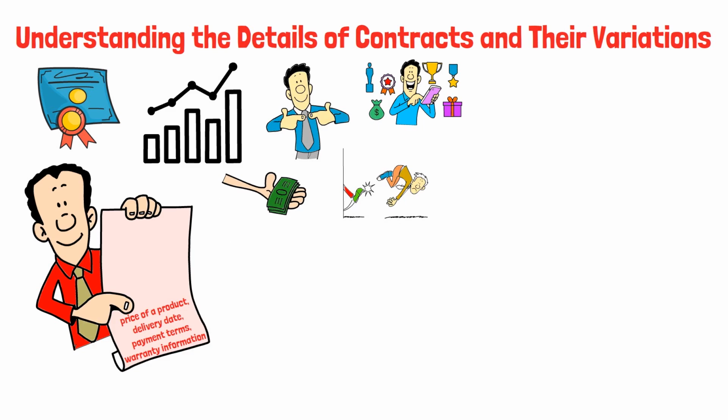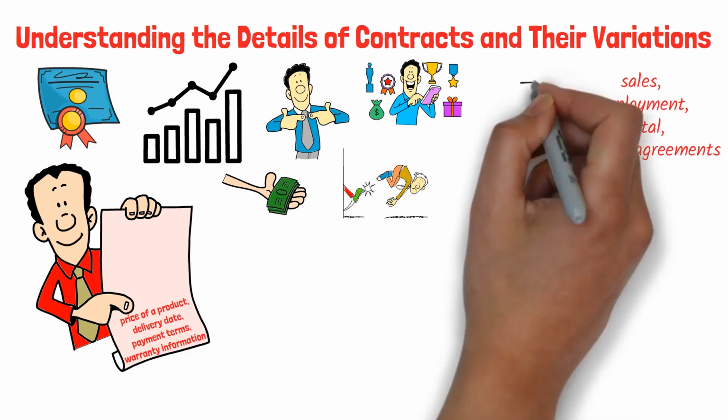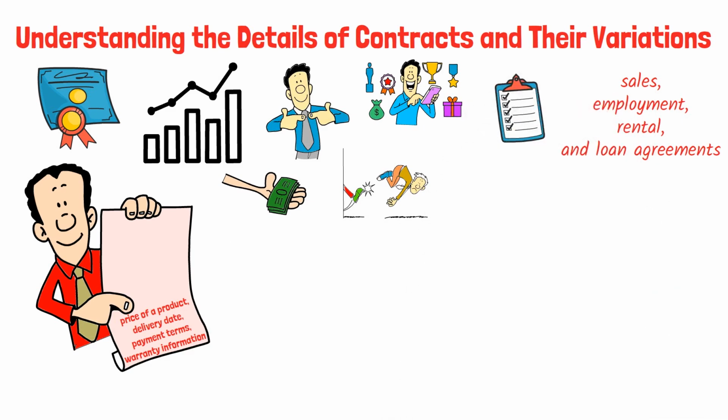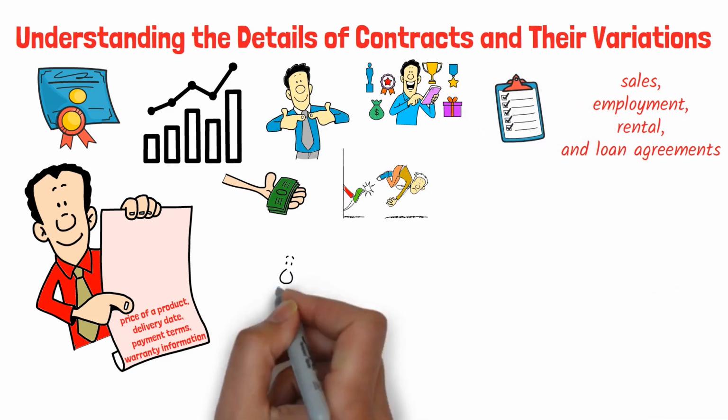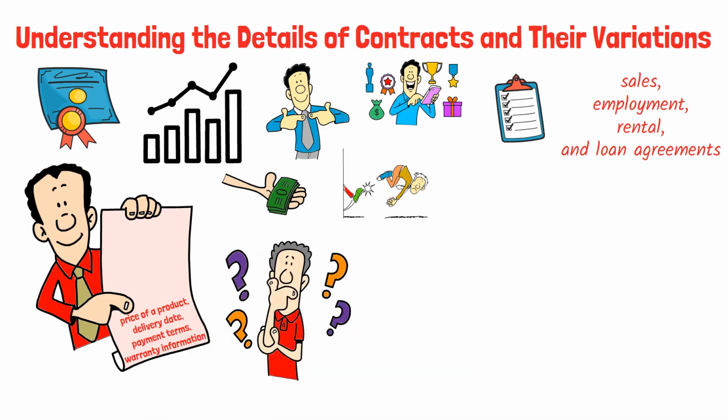The most common types of contracts are sales, employment, rental, and loan agreements, all of which have their own unique set of details. It's essential to consider who is responsible for any potential damages or losses that may arise.